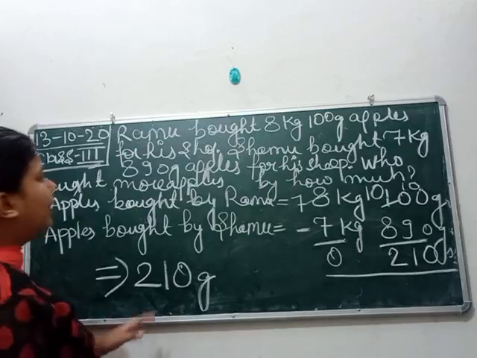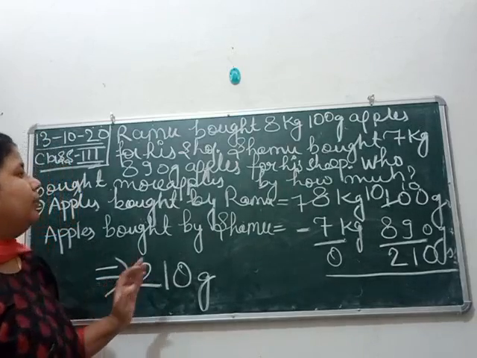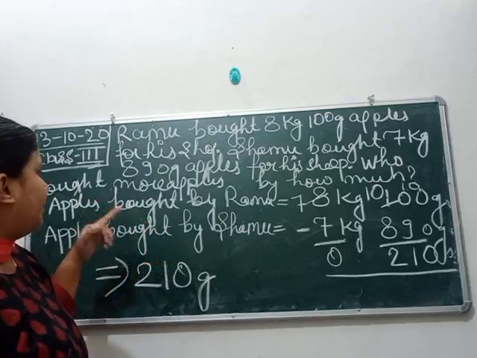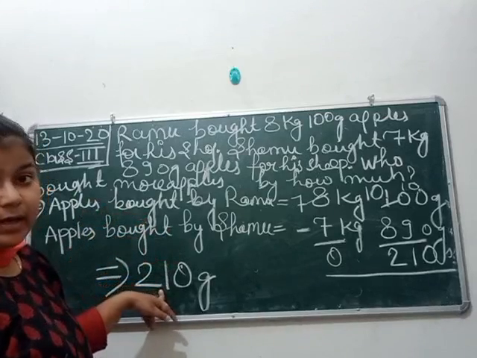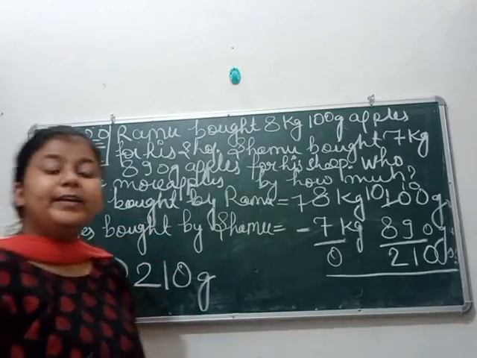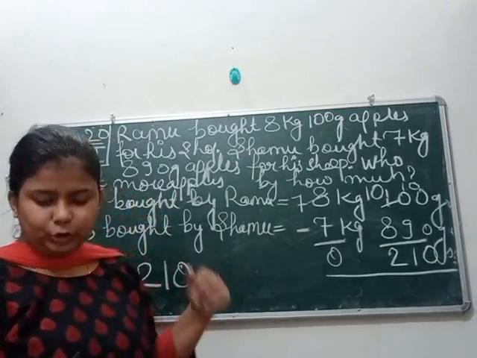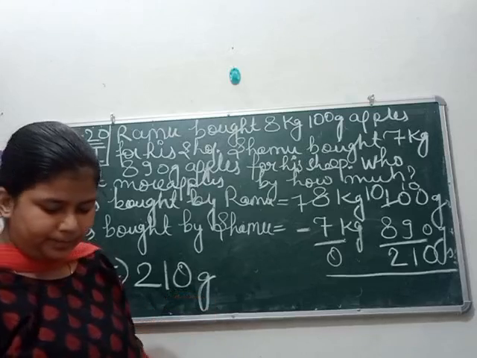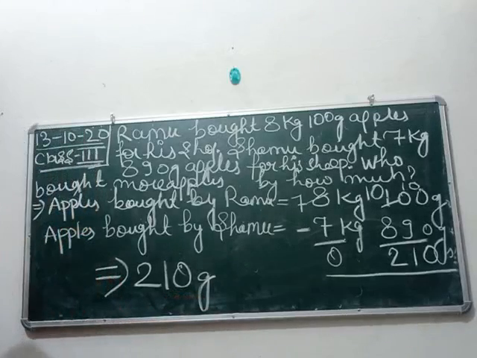That means that Ramu got more apples. And by how much? By 210 gram more apple than Shamu. Ramu got 210 gram more apple than Shamu.